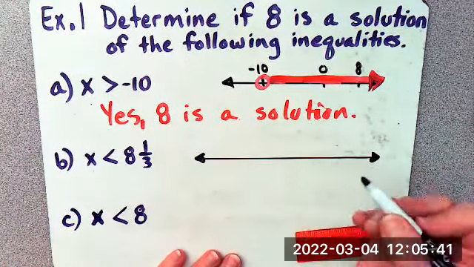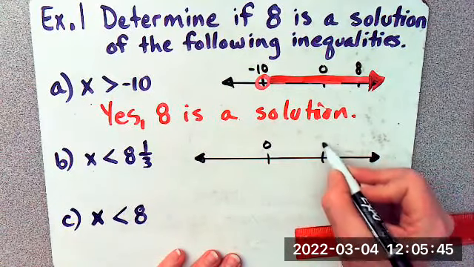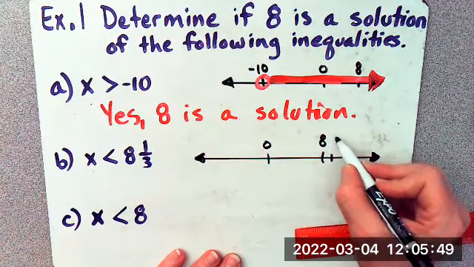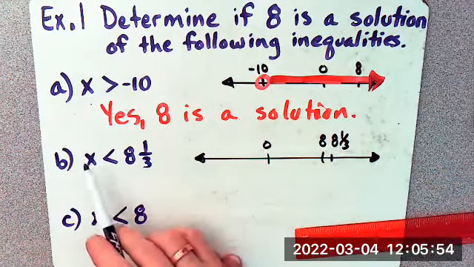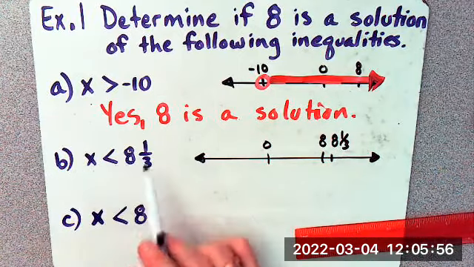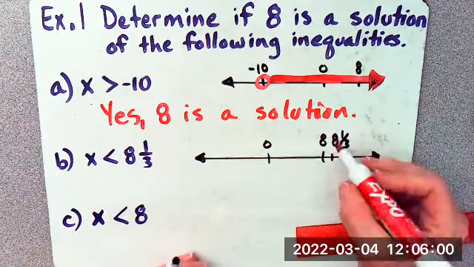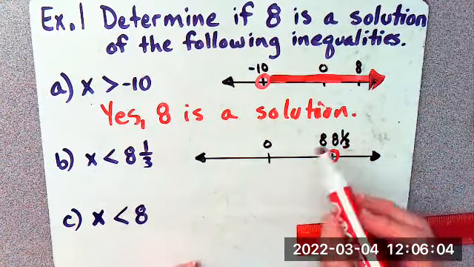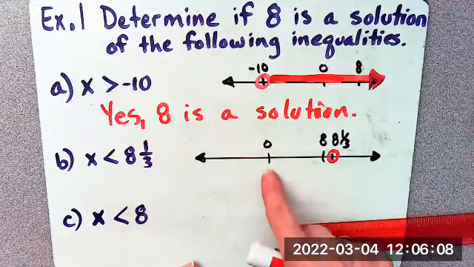All right, so we have 0, and we have 8, and just on the other side of 8 is 8 and 1/3. This says x is less than 8 and 1/3, so that means it's got a fence around 8 and 1/3. And it suggests that it's going this way because of the inequality sign, but we should test.